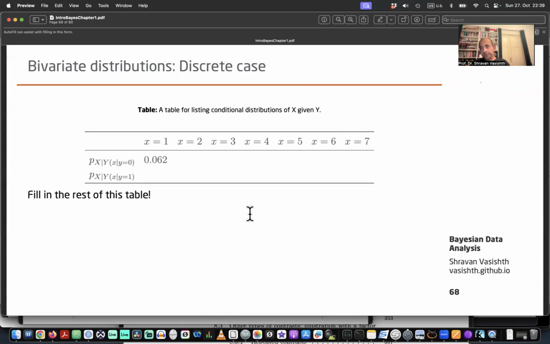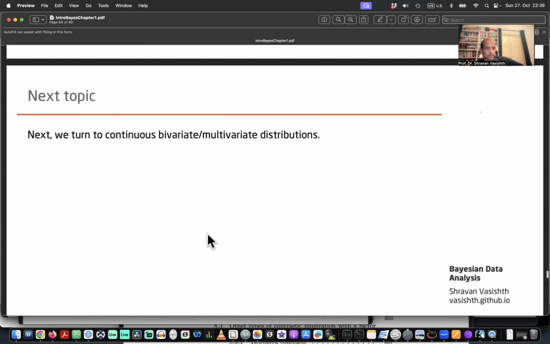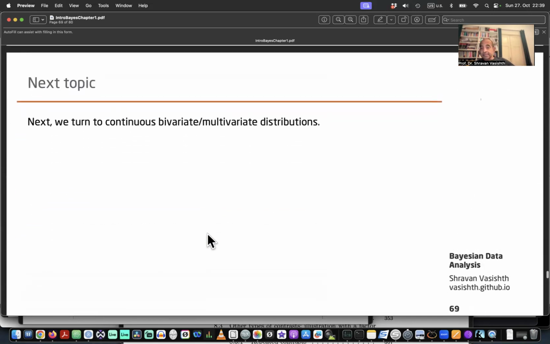It gives you a good feel for how the conditional distribution is defined. And once you fill out this table, you have the conditional distribution of x given y, but you don't have the other one. To do the other one, you would have to reverse everything, right? So as an extra exercise, you could compute the conditional distribution of y given x. All right, so that's the discrete bivariate case.